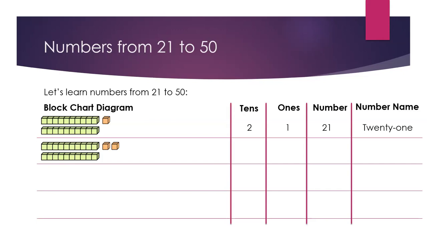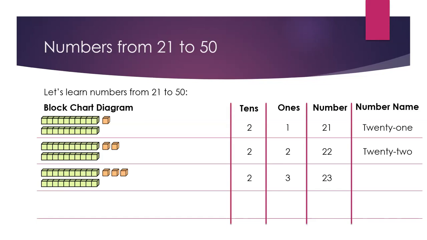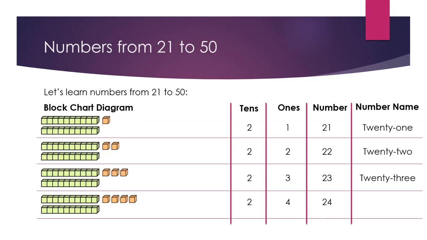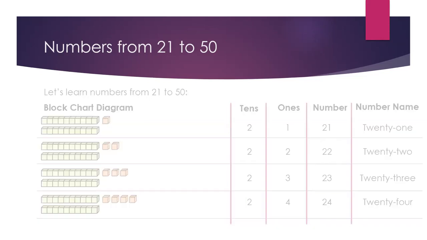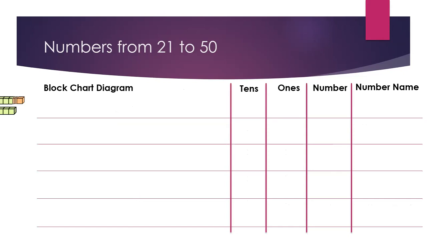Here is the next number. Two tens are there and two ones are there. So two tens, two ones forms the number 22. Here's the next number. Two tens and three ones forms the number 23. Next is the two tens and four ones. Two tens and four ones forms the number 24.